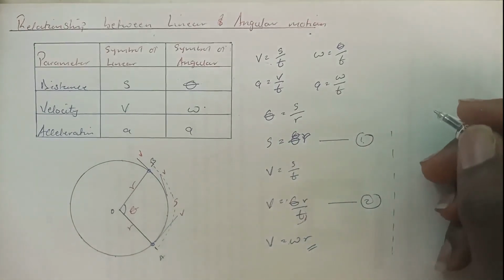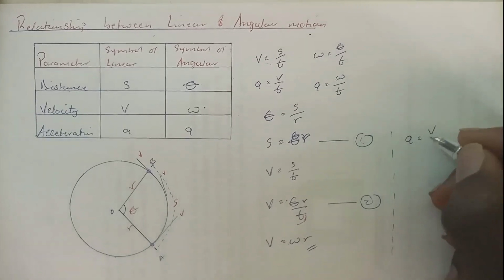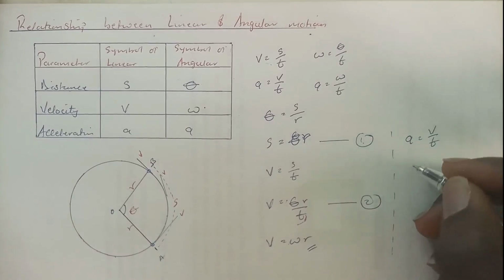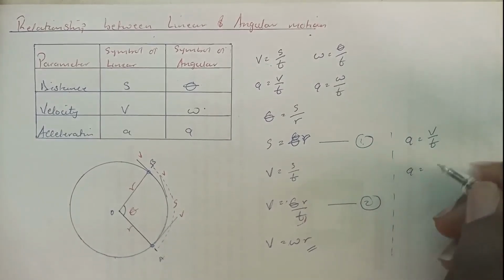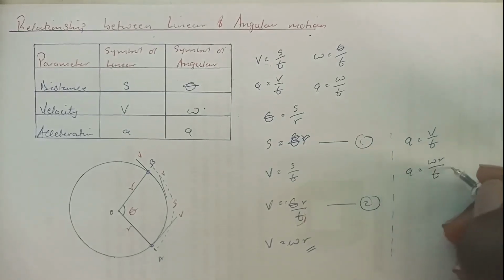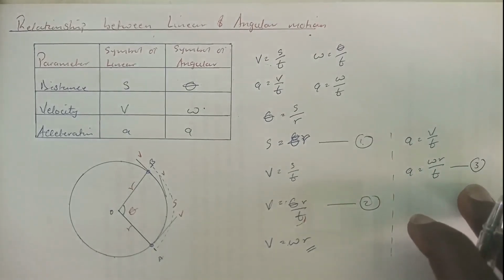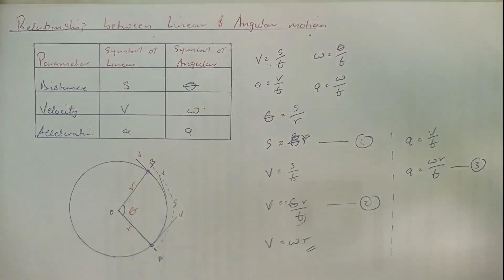And for the angular acceleration, we know linear acceleration a is simply v over t. So for angular acceleration, a equals, where our v is w r, w r all over t. Let's call this equation 3, which is the derivation for angular acceleration.